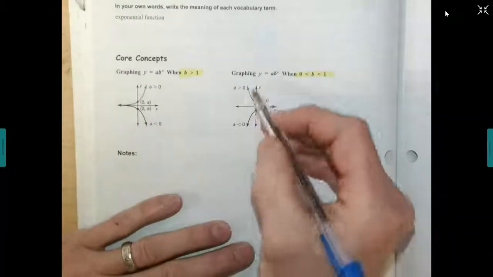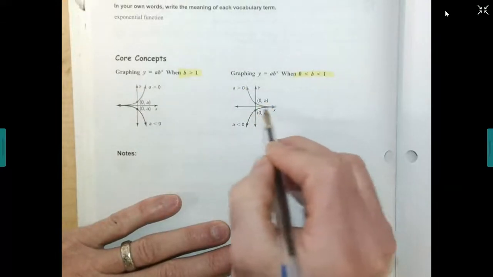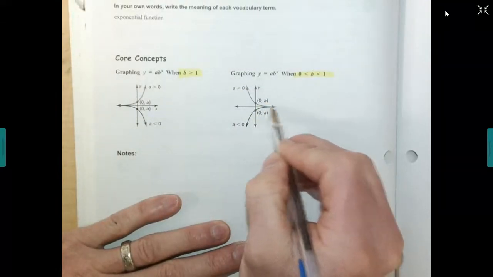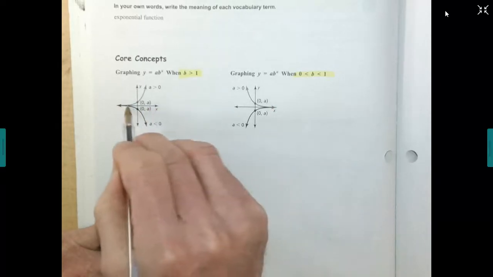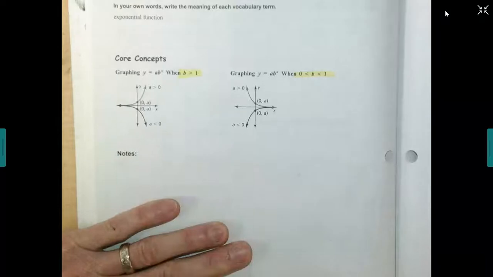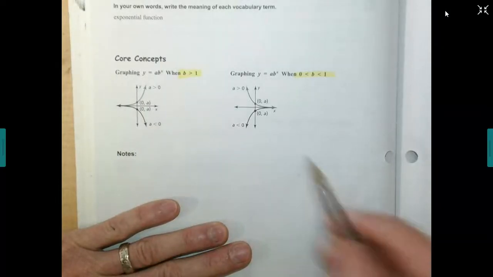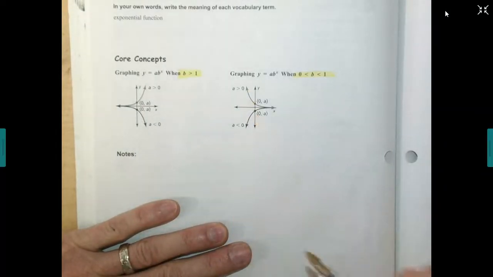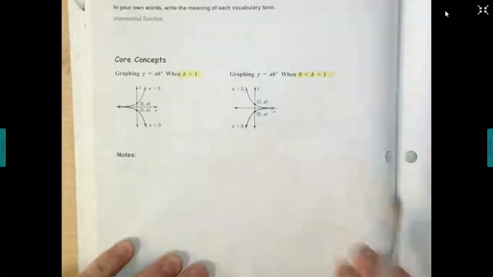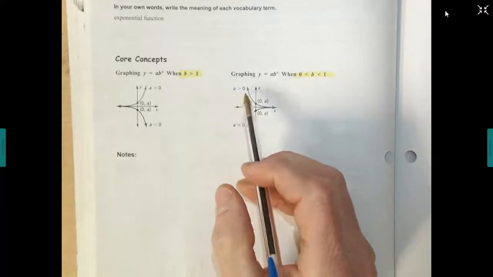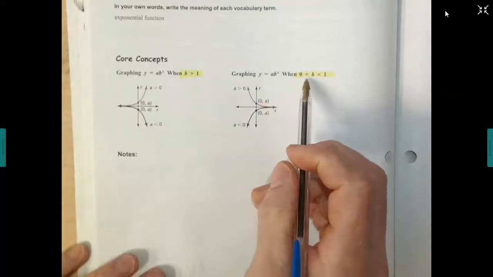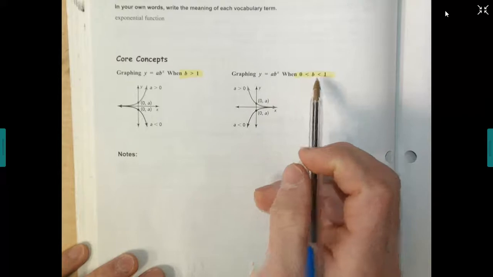What it's doing is it's getting closer. The further up the x I go, the closer to the x-axis I'm getting. The further out the x I go, the further from the x-axis I'm getting. So here's decay. Okay? So that's the core concept. That's how it works when our b value is greater than 0 but less than 1.